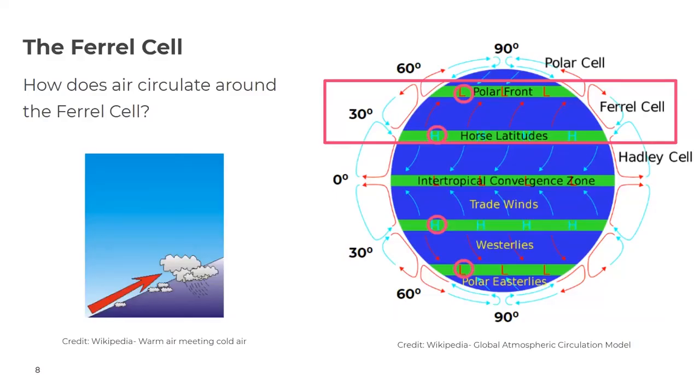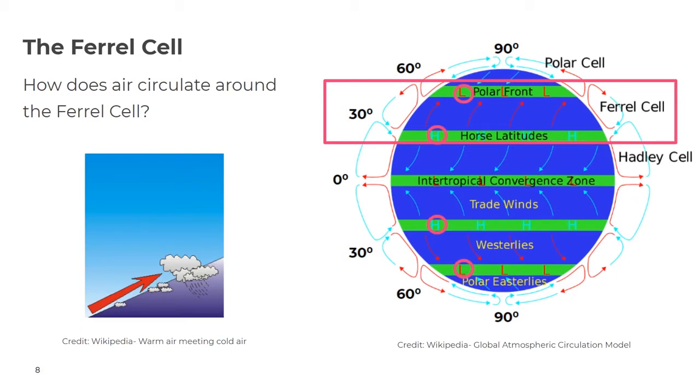So we're now going to learn about Ferrel cells. There's a Ferrel cell in the northern hemisphere and a Ferrel cell in the southern hemisphere, and air circulates around these cells. So let's take a closer look at what's happening in the Ferrel cell. If you look at the diagram, you'll see whereabouts the Ferrel cell is located in the northern hemisphere, and this is mirrored in the southern hemisphere. So let's think about how air circulates around the Ferrel cell.